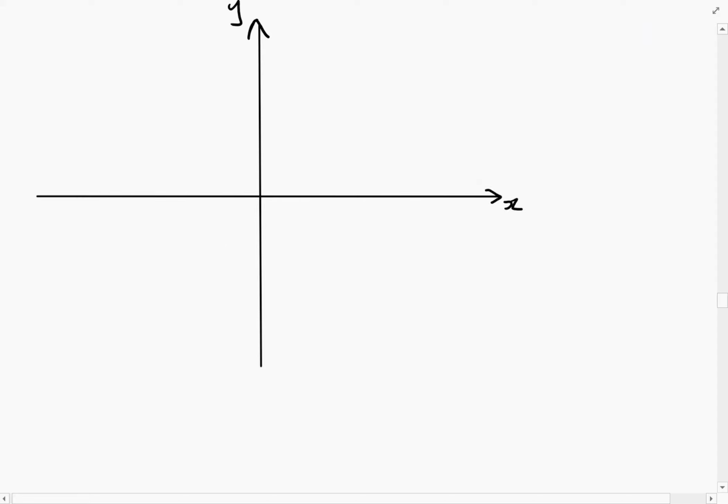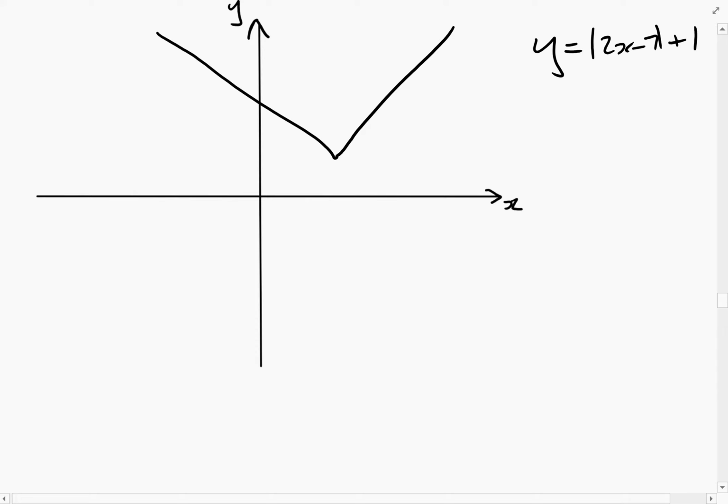Okay, so the graph we had before, let's just draw that in with a V shape like this. Now the line, I'll draw the line in a minute, but first of all, this right hand side, we've got 2x minus 7 plus 1. When x is bigger than 3.5, this is all going to be positive. So the equation of this highlighted line is just y equals 2x minus 7 plus 1. So this is 2x minus 6, the equation of that.